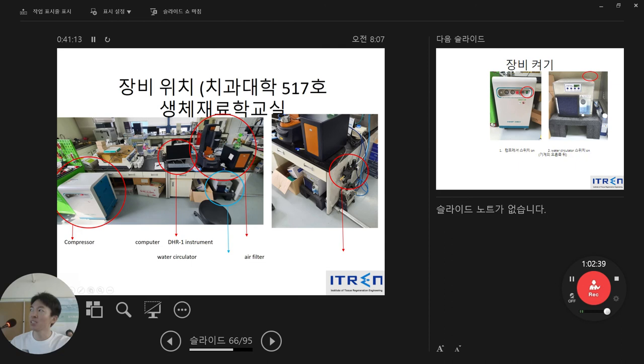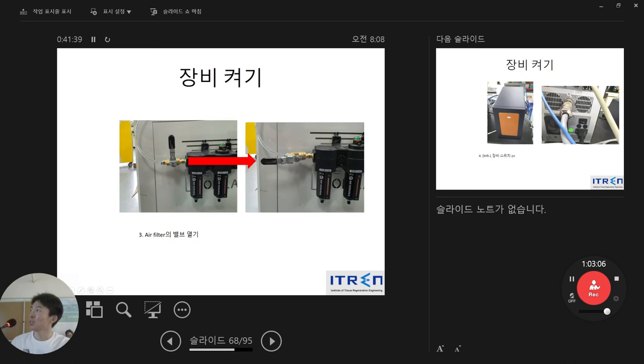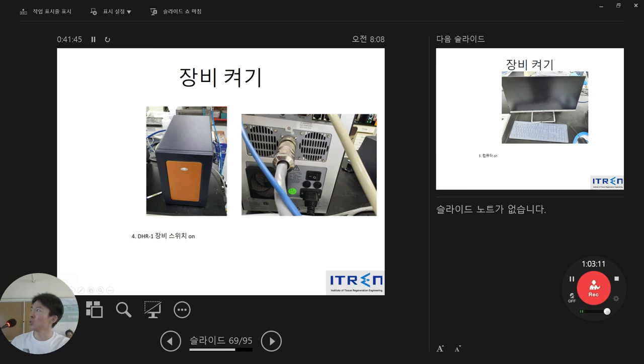Like a comfort car machine, there is an order for how to turn on the machine. We have an air filter, a water circulator to maintain the temperature, and a compressor. Number one, turn on the compressor. Two, the water circulation. Three, the air filter. Then turn this machine on. Turn the computer on. And then this is the geometry.